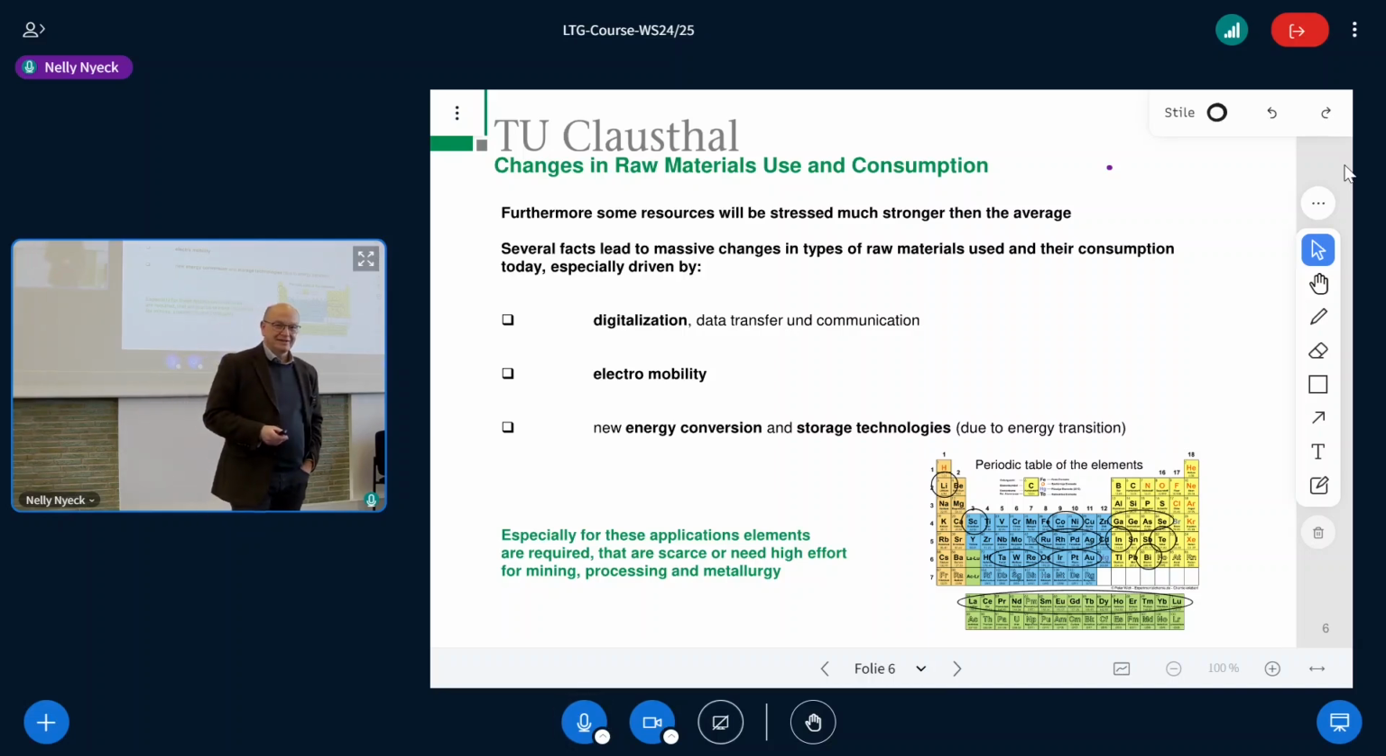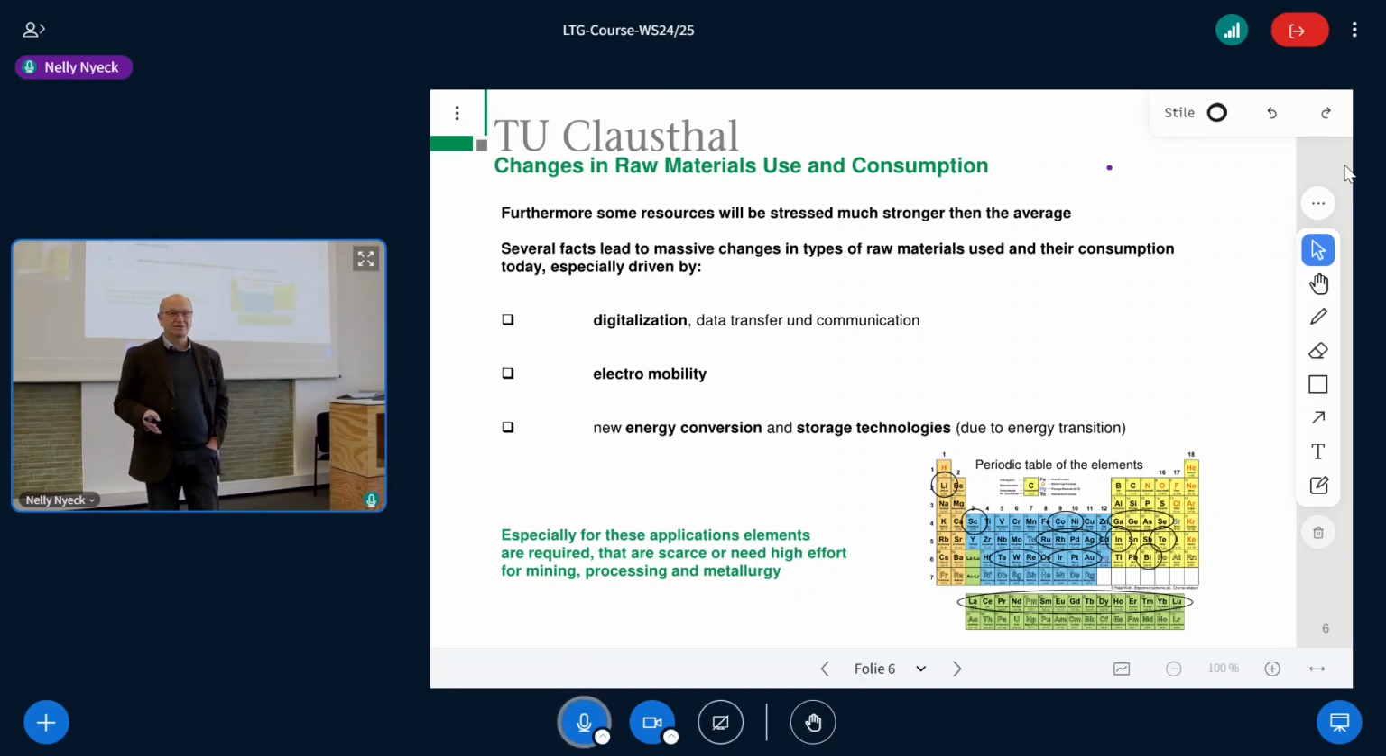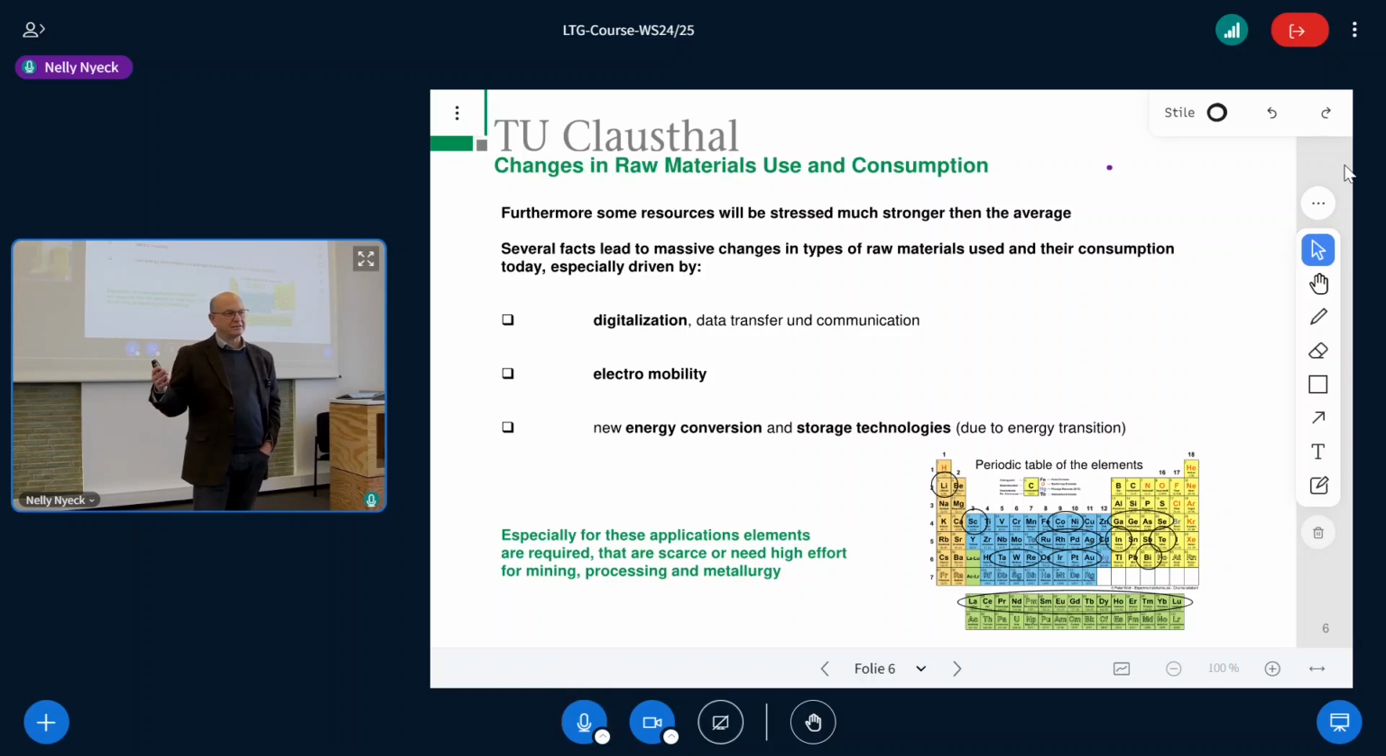Electromobility is very clear. If you change from conventional cars to electric vehicles, you also change the materials you're using. Just to give you one example, if you look at a conventional car and look at how much copper you need for the car, and you look at an electric vehicle, you need 5 times as much copper for an electric vehicle. And if you also look at the loading infrastructure that you need, you need approximately 10 times as much copper for mobility as you used to have for conventional gasoline-driven mobility.